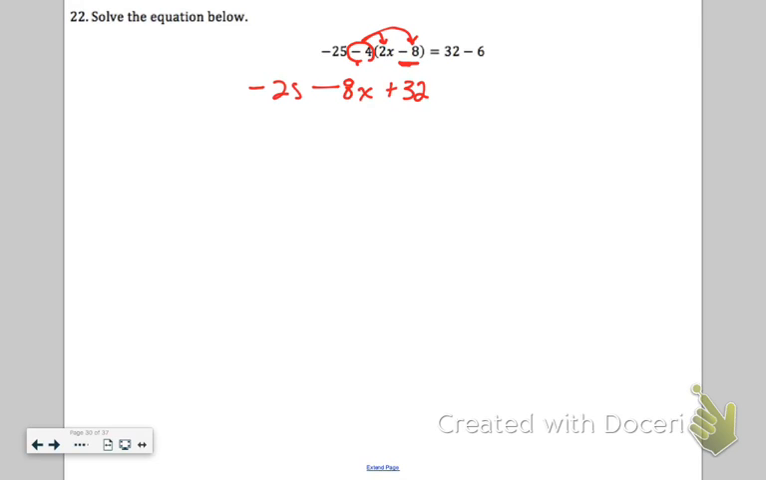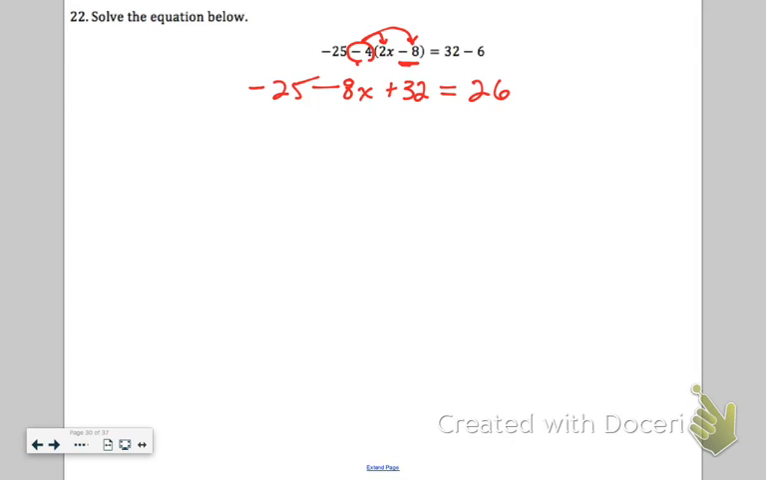Bring down that negative 25. That guy has to stay in front. Equals. The right side says 32 minus 6. I'm going to clean that up. 32 minus 6 is 26. Alright, let's keep working on this left side. I'm not completely simplified yet.